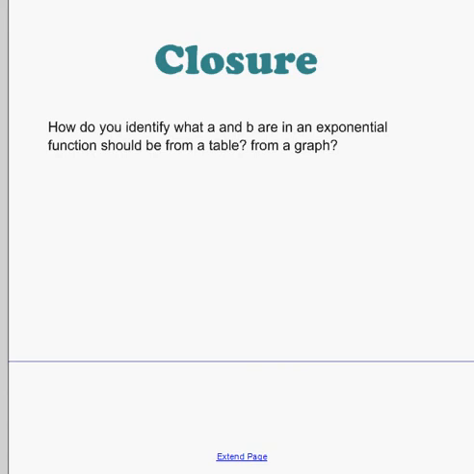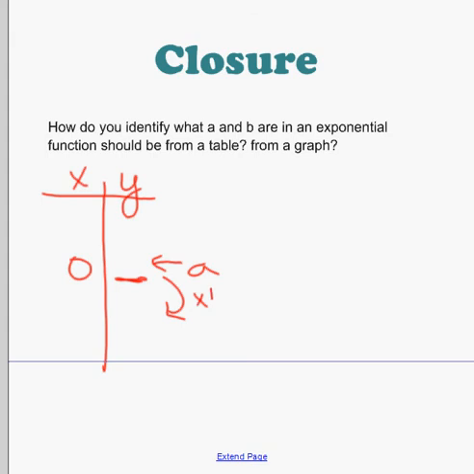Welcome back. So in an exponential function from a table, you have x values and you have y values. A should be where your x value is 0. Whatever that y value is, that's your a value. And your b is whatever you're multiplying by to get the next term.